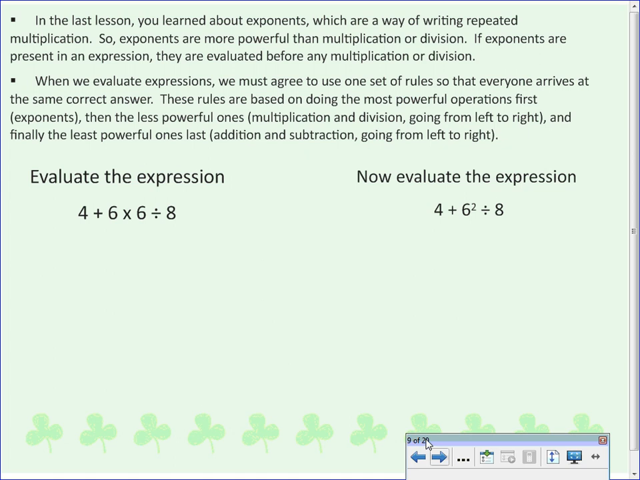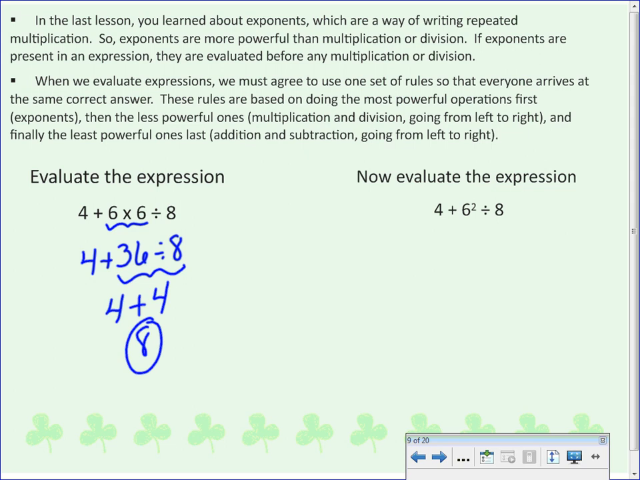Because let's look at this. We would multiply first. So 4 plus 36 divided by 8. Then we divide. And then we add. Isn't 6 times 6 the same thing as 6 squared? So we get 4 plus 36 divided by 8, and then the rest would be the same.